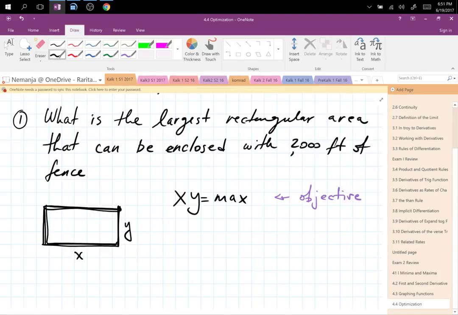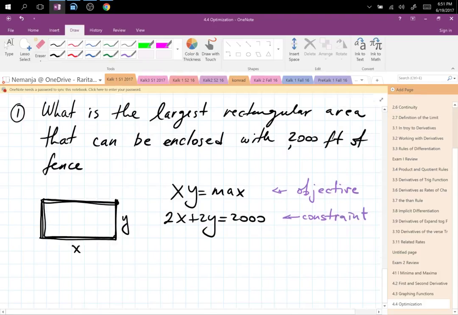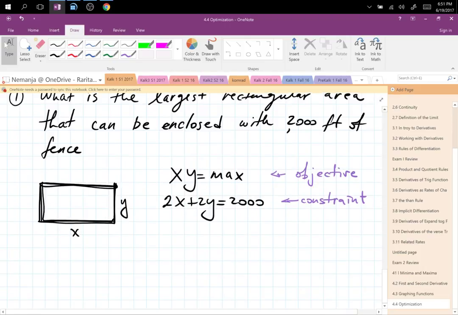Now, what do I do with these 2,000 feet of fence? Why? Perimeter. It's a perimeter fence. So 2x plus 2y equals 2,000. And that's our constraint. Just think about the words, right? You see that you're operating under a constraint, which is 2,000 feet of fence. You don't have any more, right? You want to use it all.